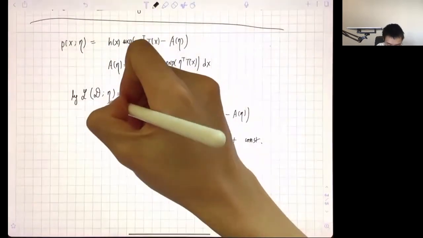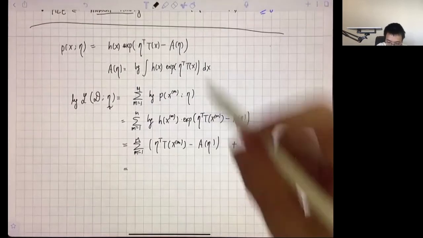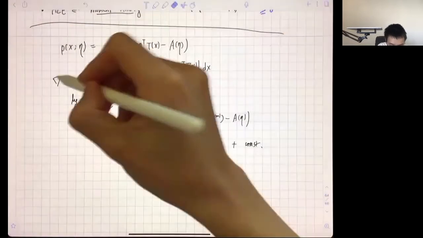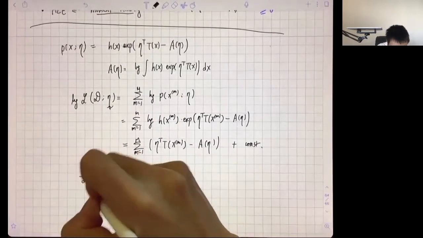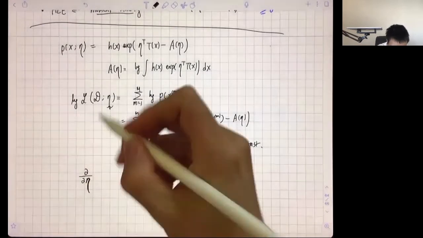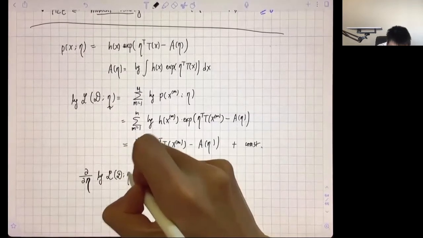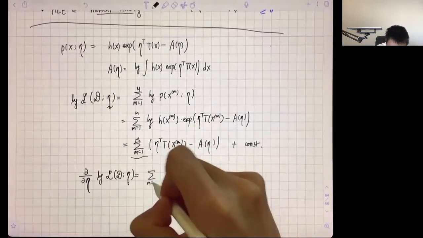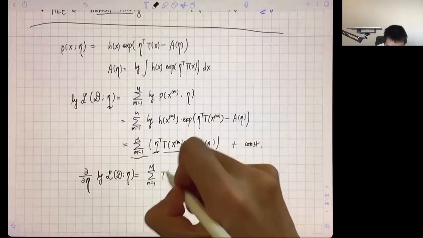The constant is not important. It's a constant of eta. It does not depend on my eta. Then I'm going to take the derivative of this term, the partial derivative with respect to the eta vector. I can do it as a whole. So the derivative goes into the summation, and the derivative of eta transpose T is T(x_m).